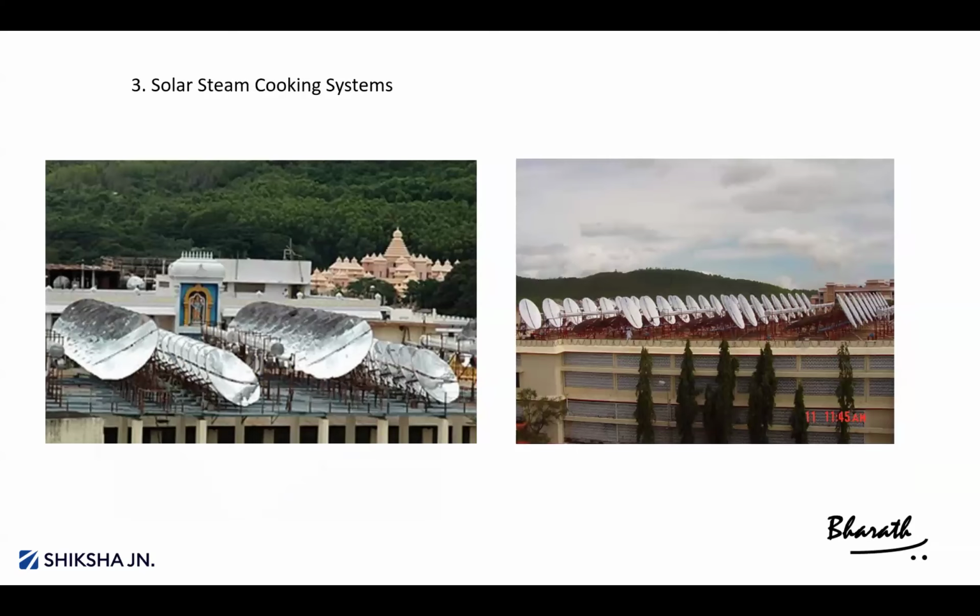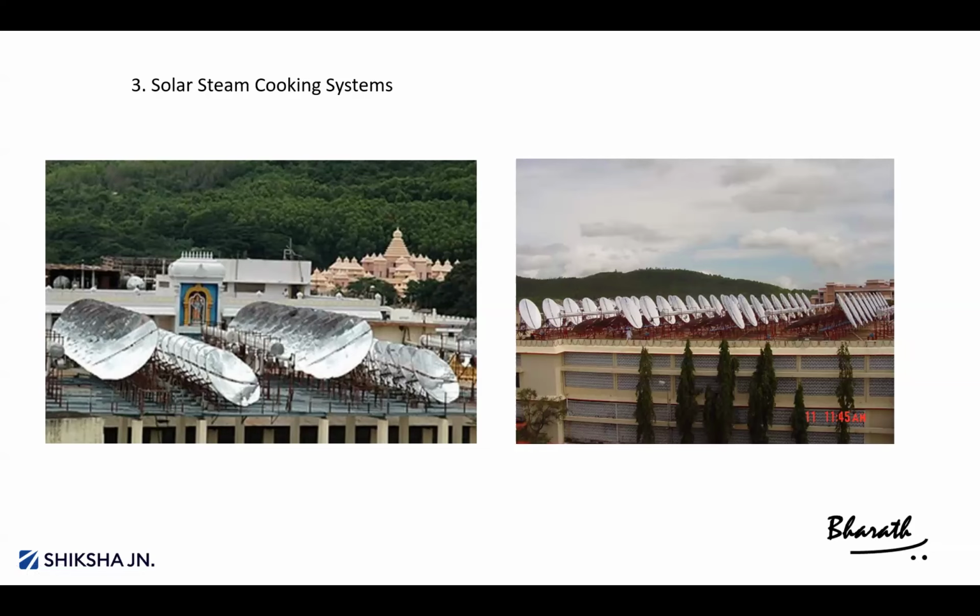And next, solar steam cooking systems. So you can see these are the reflectors, and you can see one pipeline here in the center. Whatever sunlight is reflected here, it will concentrate onto this pipe. In this pipe there is water circulation. Due to this concentrated reflection, it will push the temperature up to 200 or 300 degrees Celsius. So there the water will convert to steam.